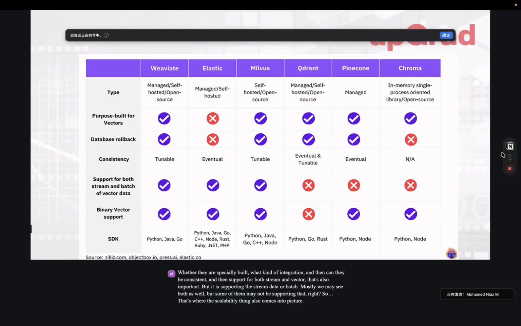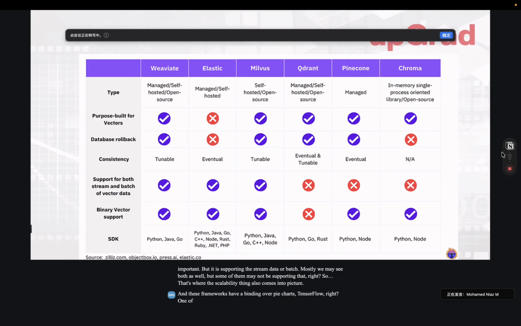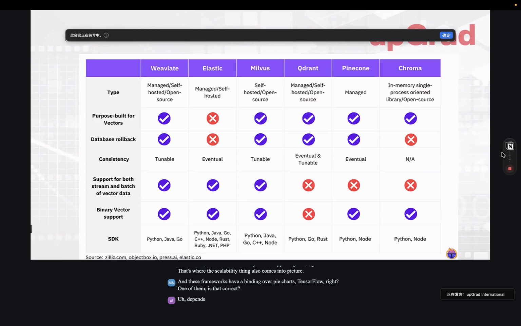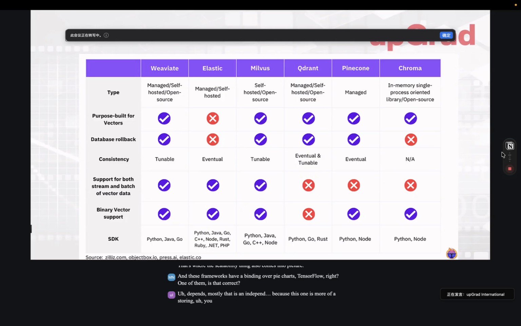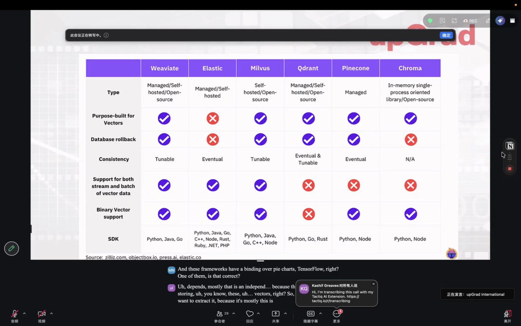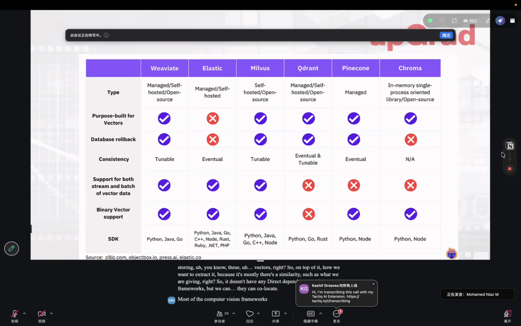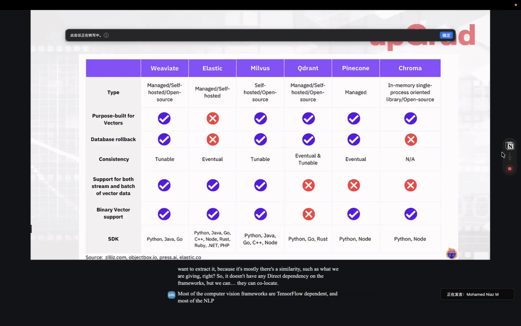So that's where the scalability thing also comes into the picture. And these frameworks have a binding over PyTorch or TensorFlow, right? One of them. Is that correct? Depends. Mostly that is because this one is more about storing these vectors, right? So on top of it, how we want to extract it, because it's mostly a similarity search on what we are giving, right? So it doesn't have any direct dependency on the framework, but they can be collocated. Most of the computer vision frameworks are TensorFlow dependent, and most of the NLP frameworks are PyTorch dependent.